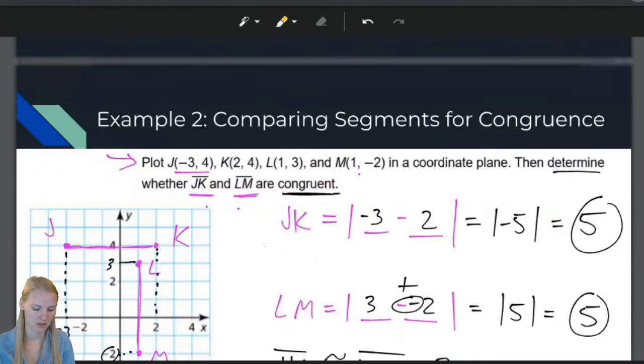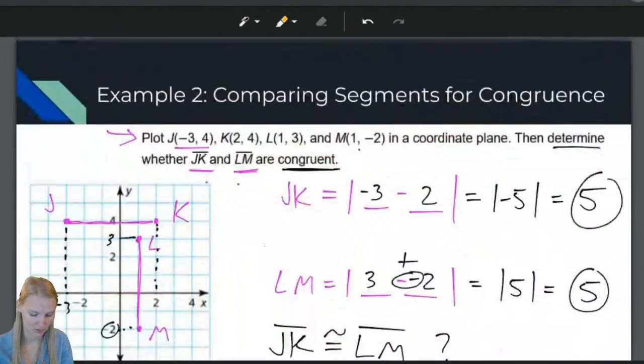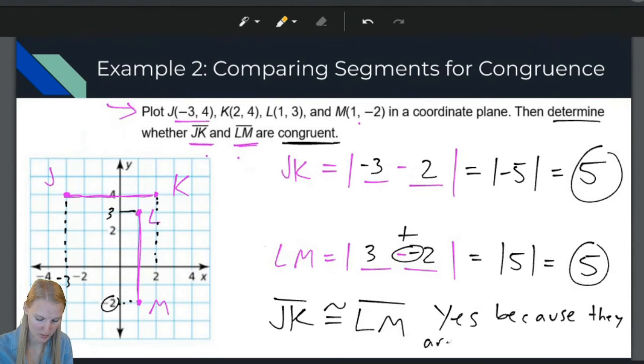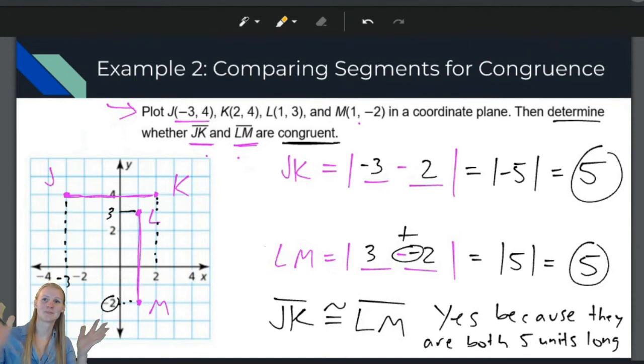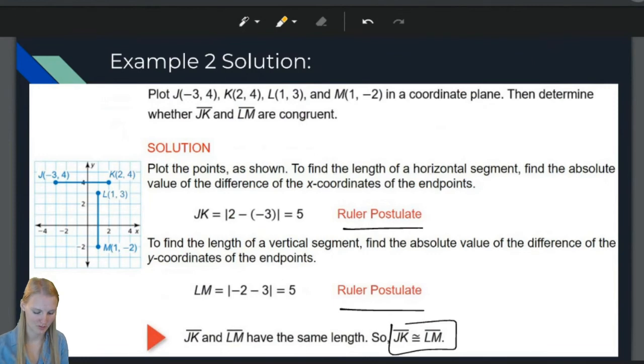And remember, line segments that have the same length are congruent. So, we will write yes, because they are both 5 units long. Ta-da! There you go. We can check our solution. Beautiful. Used the ruler postulate, and now we know that the segments are congruent because they have the same length.